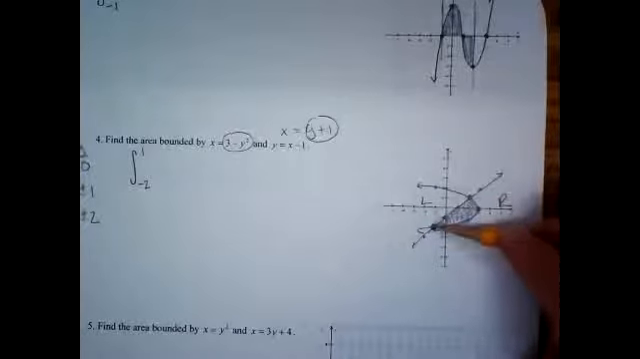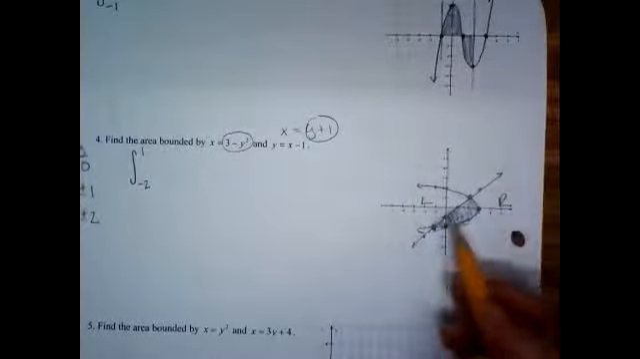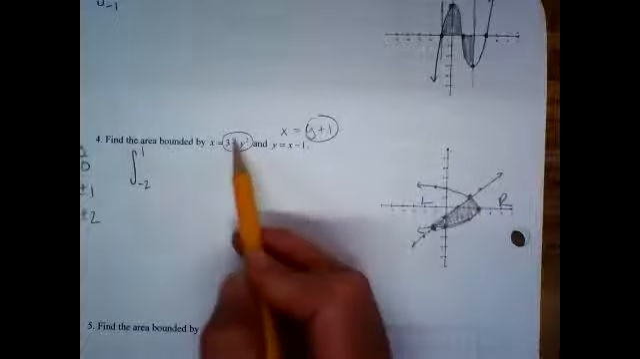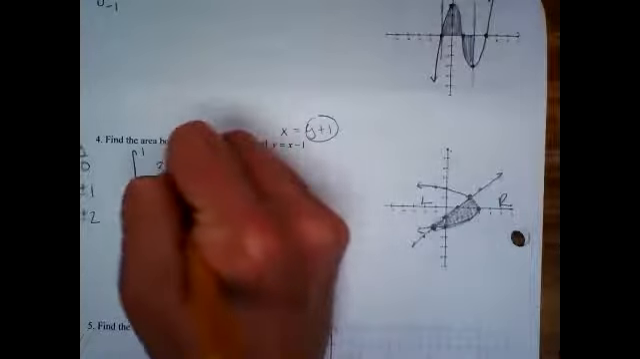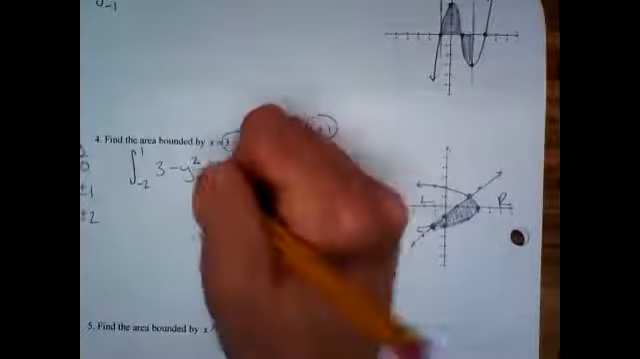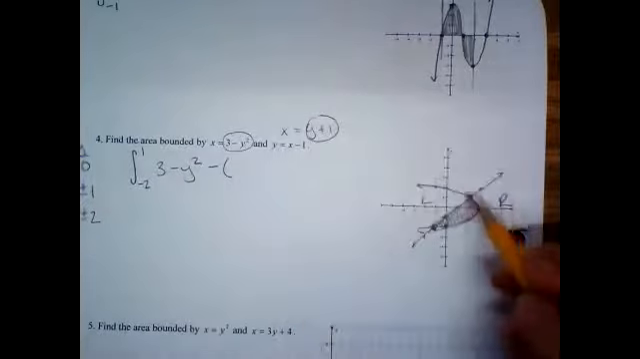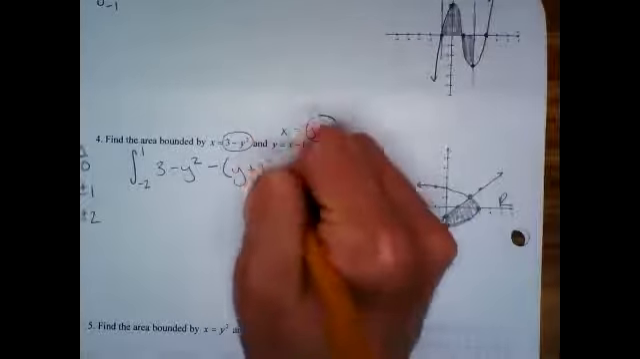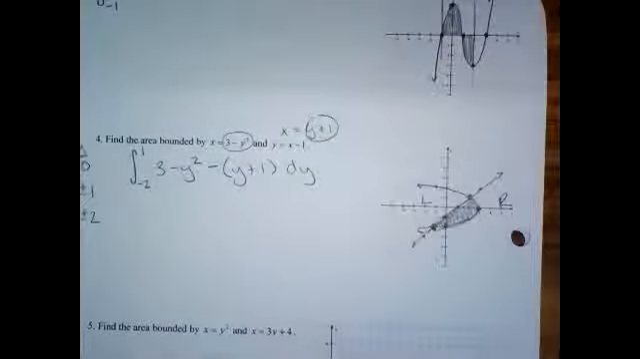Do you guys see what I'm saying there? A lot of this is I have to just point to it and say, hey, do you see it? It's from here to here. We're going to do right graph minus left graph. The right graph is the parabola, that's the 3 minus y squared, minus the line, which is the y plus 1, dy.